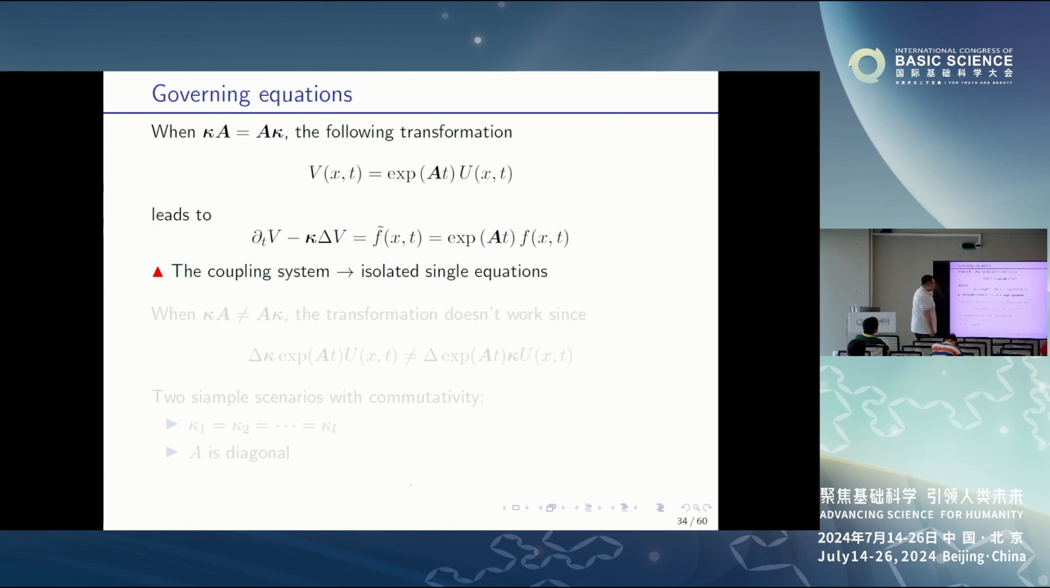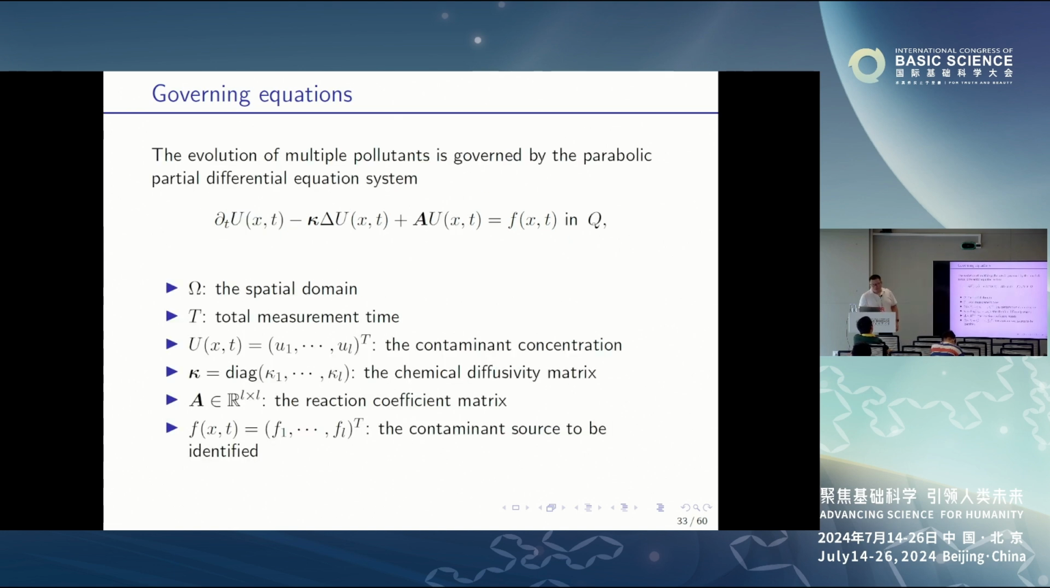So let's look at the governing equation. Before, for the single case, we have a Liouville type of transformation that can transform that kind of complicated equation into a heat equation. In the very beginning, we want to do the same thing here. Here kappa is a matrix-valued diffusion coefficient, and A corresponds to the reaction. And the capital U here is the contaminant concentration. So we have L different types of pollutants.